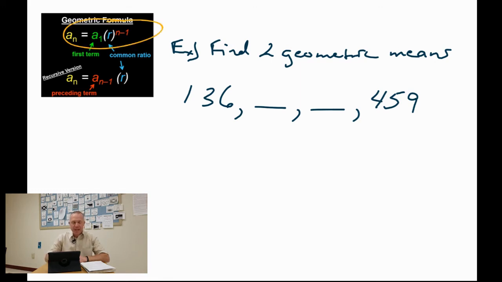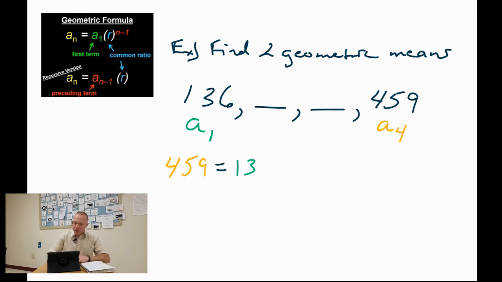The formula says a sub n, which I want you to realize that we can use 459 as a sub 4. And then we need a sub 1. So I don't see why we can't use the first number as a sub 1. They're the same thing. And I'm getting to a point here where I can start plugging some numbers in to my formula. So a sub n, which is a sub 4, is equal to the first term, 136. Oh, good, my common ratio. That's what I'm trying to find.